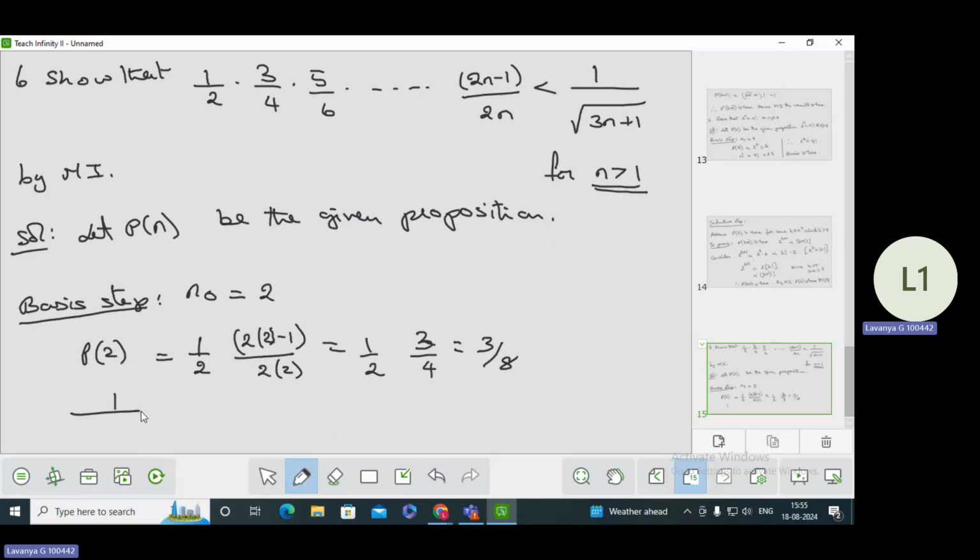Let us consider the RHS, 1 divided by square root of 3n plus 1. So this is nothing but 1 divided by square root of 6 plus 1, or 1 divided by square root of 7. Therefore, clearly you can see that my 3 by 8 is strictly less than 1 divided by square root of 7. How do I get this? I'm squaring both sides. Just cross multiply and square.